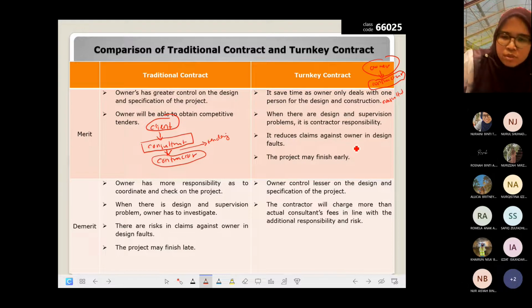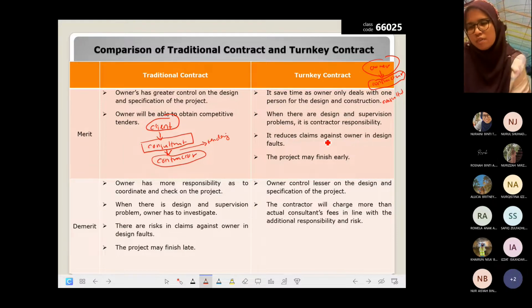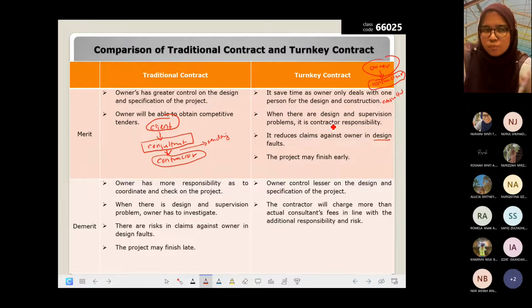Okay, so it reduce claim against owner in design fault. So contractor dia tak boleh claim. Biasanya tak boleh claim balik lah dekat owner kalau ada perubahan design, okay, sebab dia yang kena control benda tu.